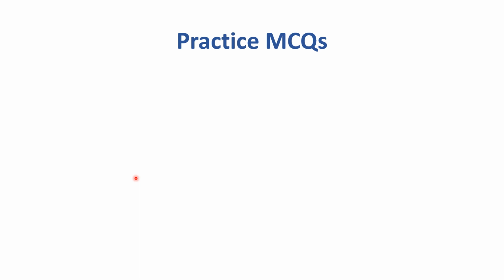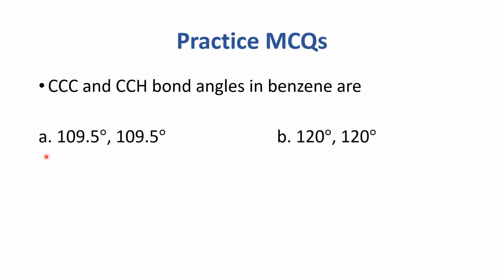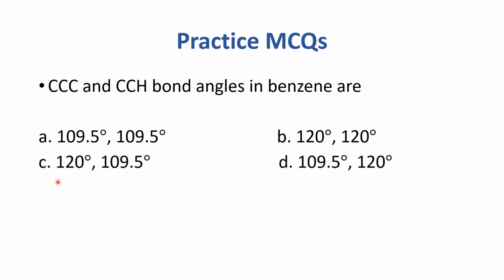Let's discuss a question. CC and CH bond angles in benzene are: 109.5 degrees or 109.5 degrees, 120 degrees and 120 degrees, 120 degrees and 109.5 degrees, or 109.5 or 120 degrees. The correct option is 120 degrees and 120 degrees. We have studied in the X-rays के जितने भी bond angles हैं that are of 120 degrees. So this was all about the structure of benzene. I hope you have understood it well, and thank you so much.